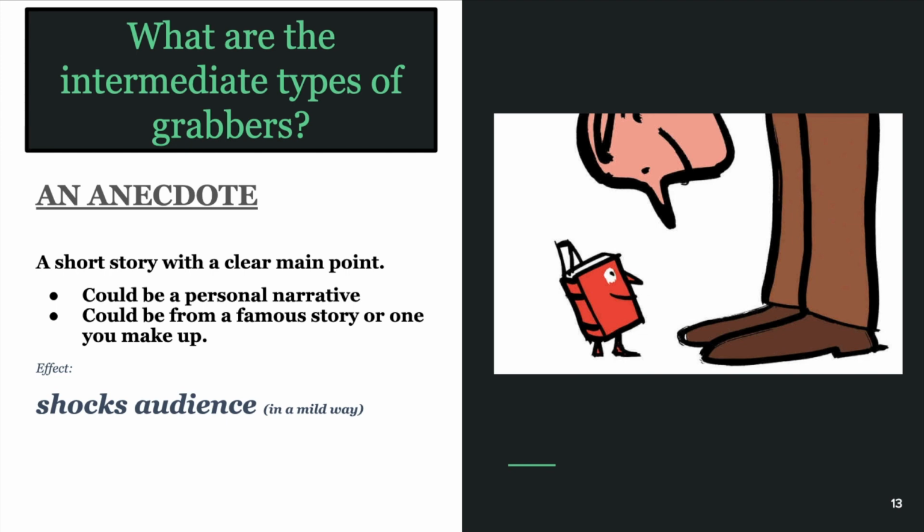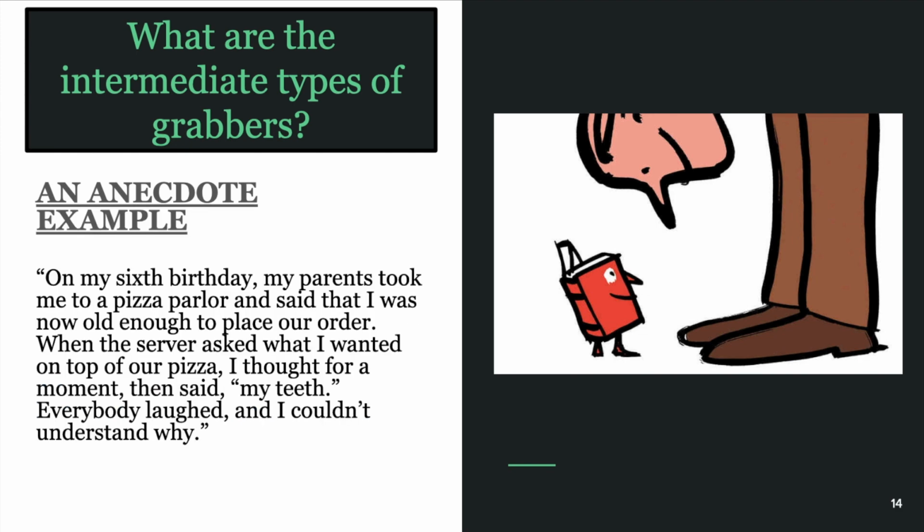So an example of an anecdote would be, on my 6th birthday, my parents took me to a pizza parlor and I said that I was now old enough to place our order. When the server asked what I wanted on top of our pizza, I thought for a moment, then said, "My teeth." Everybody laughed, and I couldn't understand why.